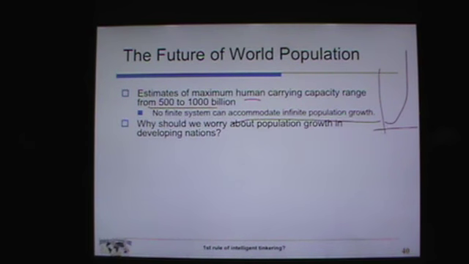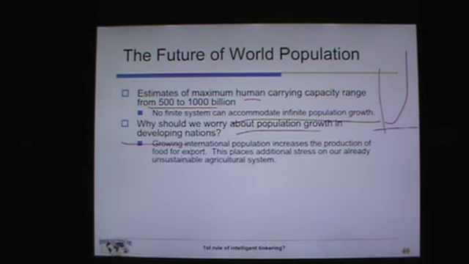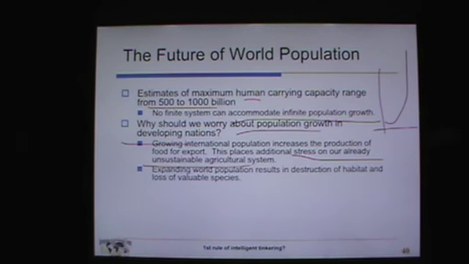Why should we worry about population growth in developing nations? Why should we worry about that? Maybe it's okay. Growing international population increases the production of food for export. It places additional stress on the ag system. We have to produce more food for more people. Expanding world population results in a lot of habitat destruction, loss of valuable species, but we have to feed ourselves.